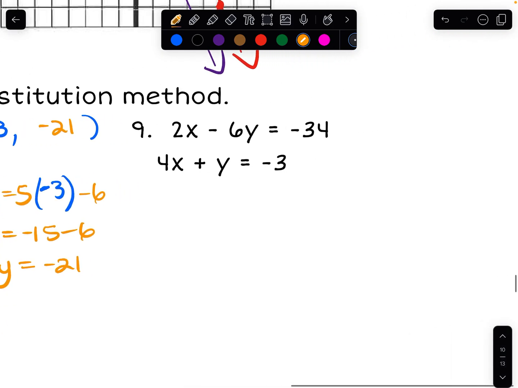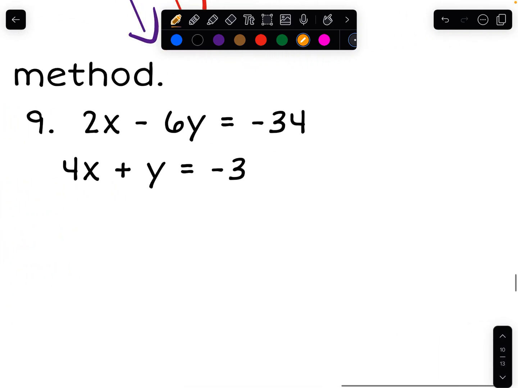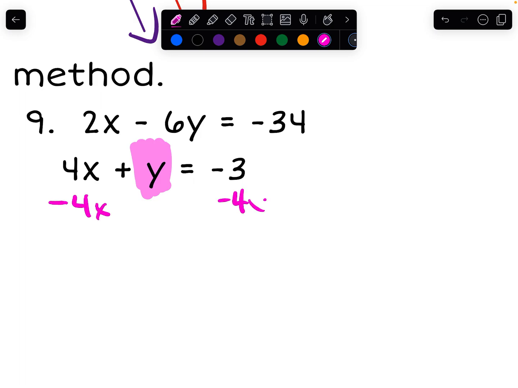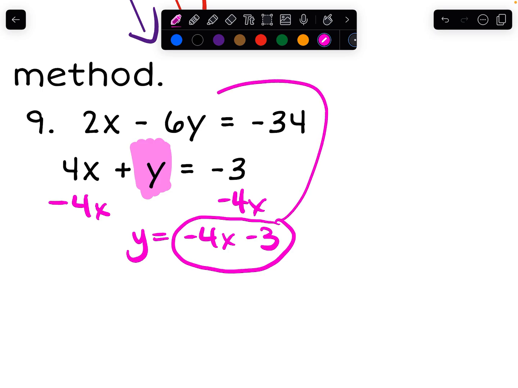Okay, so the next problem. Uh-oh. None of these are solved for a variable. Well, I want to look for one that has a 1 or a -1 as the coefficient. And this one right here has a 1 as a coefficient. So I'm actually going to solve for that y. So I get y equals -4x minus 3. Now I can take this and plug it in for this y that's up here.